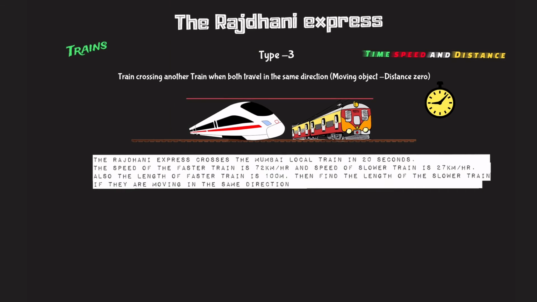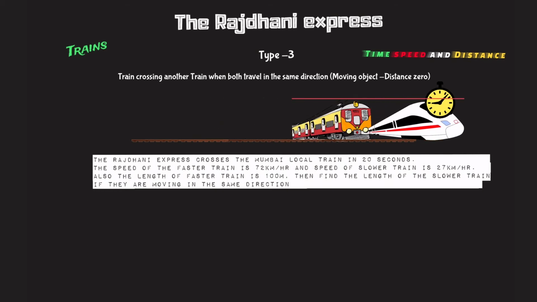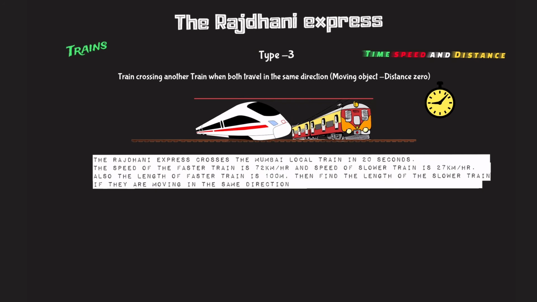This is a Rajdhani Express. This is traveling behind this local train. The question is, this train is crossing this train completely. Okay, and there is a question that is being asked to us. So what is happening now?